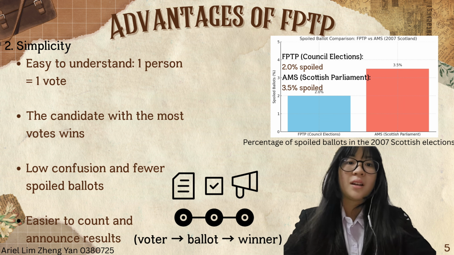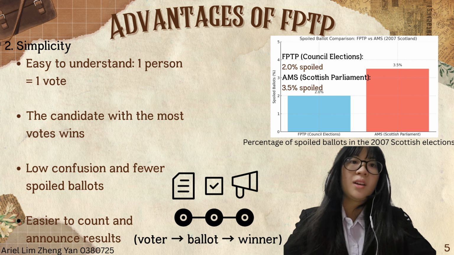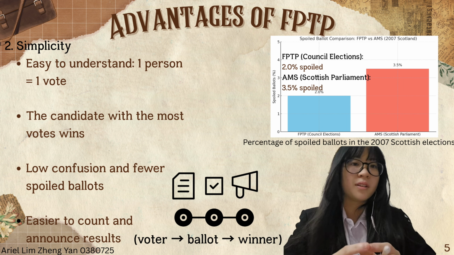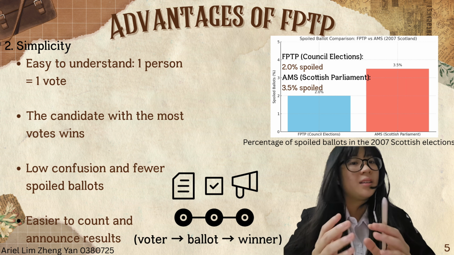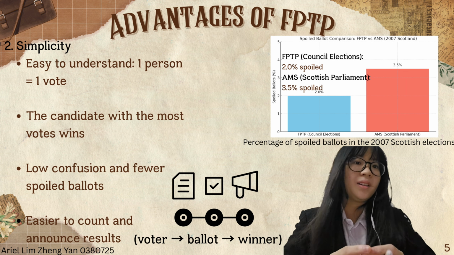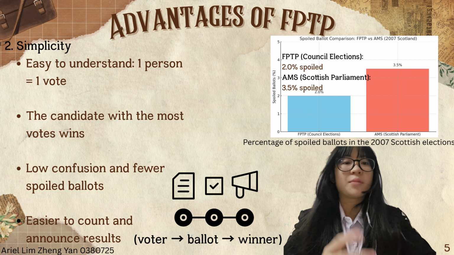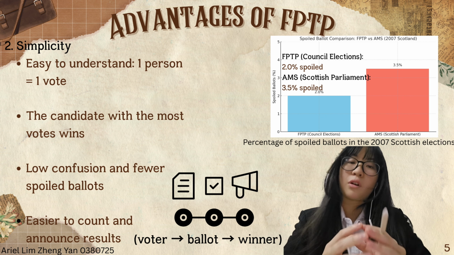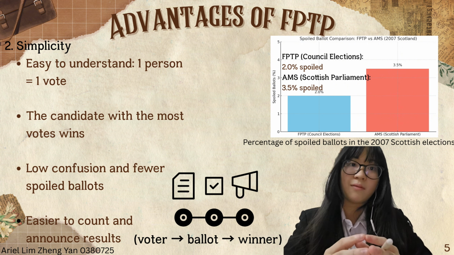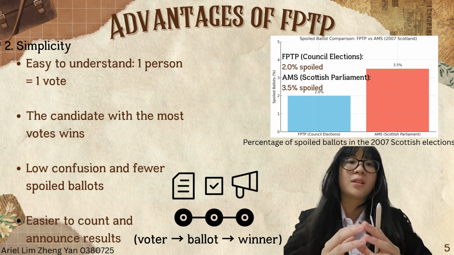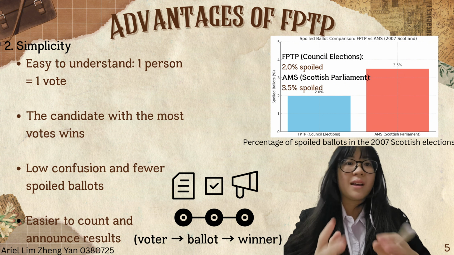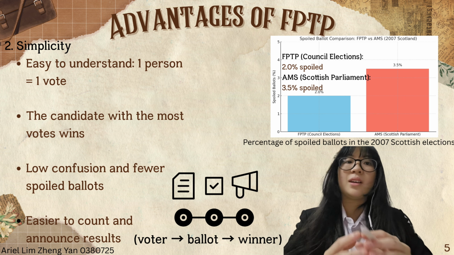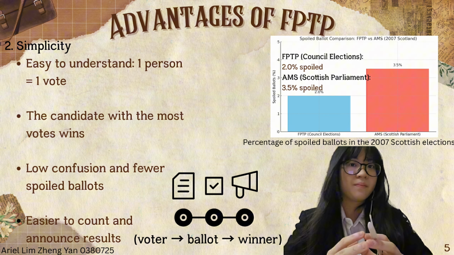Complex systems such as proportional representation or mixed member systems tend to confuse voters and make the occurrence of spoilt ballots more likely. This is demonstrated in the report by the Electoral Reform Society, which recorded around 3.5% of ballots were spoiled in the Scottish Parliament elections in 2007, as opposed to 2% in the council elections, which therefore reflects the higher spoilage due to confusion among voters in the additional member system.